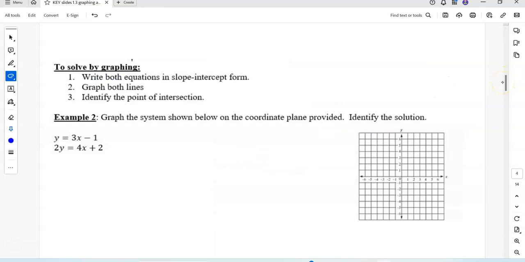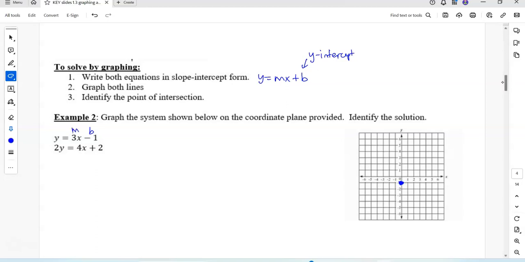Now, if we were going to graph lines, we would want to first make sure that the equations are in slope-intercept form. So y equals mx plus b. Then we want to graph both lines and find the point where they cross. So if I look at this first example, example 2, we're going to graph y equals 3x minus 1. So our b in this case is -1, and we plot that on the y-axis. So it's our y-intercept, okay? So I'm going to plot the -1 here on the graph.